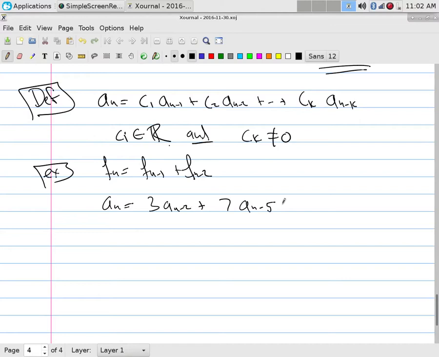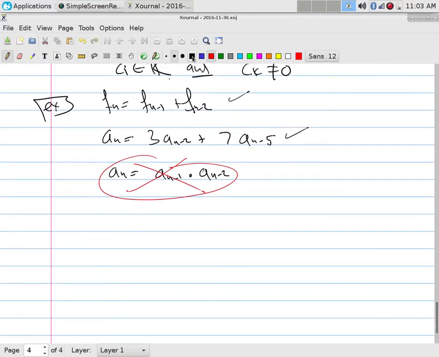How about a sub n is equal to 3 a sub n minus 2 plus 7 a sub n minus 5. Does it meet that? Yep. So that's good. What if I said a sub n was equal to a sub n minus 1 times a sub n minus 2? Does it look like what's supposed to happen? The a sub n's are separated by pluses and they have constants in front of them. And the answer to this would be no. That does not meet that form.